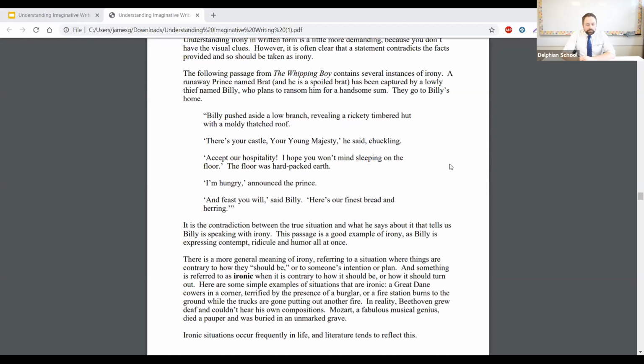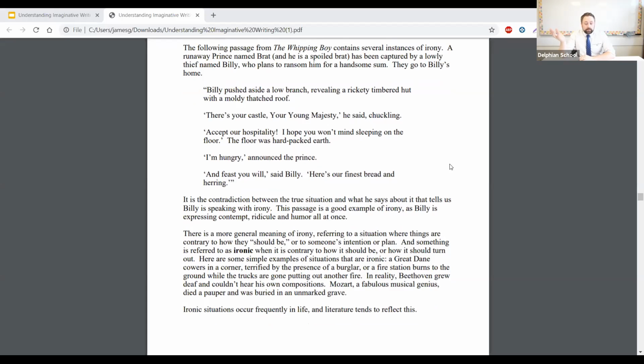It is the contradiction between the true situation and what he says about it that tells us Billy is speaking with irony. This passage is a good example of irony, as Billy is expressing contempt, ridicule, and humor all at once.